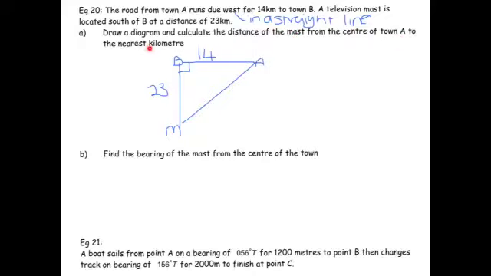So here we're using Pythagoras' theorem in order to work out this length here, which is C. So C squared is 14 squared plus 23 squared, which gives us 725. Remember, always square it, root your answer. So C is 26.93 kilometres. So nothing new there apart from being able to draw your diagram out.